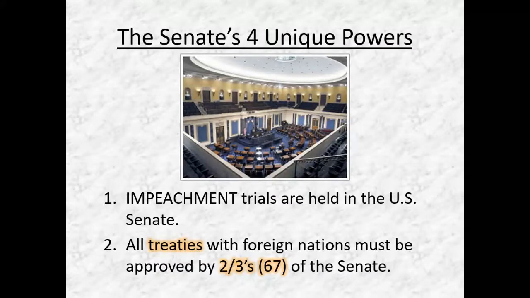This is another example of checks and balances. The president may work out an agreement, but any agreement must pass muster with 2/3 or 67 of the 100 senators before it is formally approved.